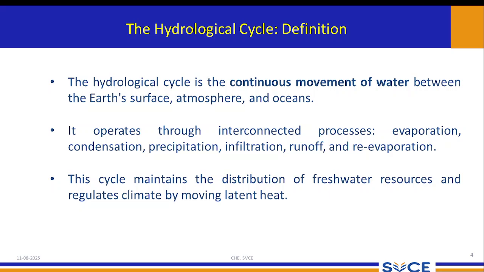This cycle maintains the distribution of fresh water resources and regulates the climate by moving latent heat. So what is latent heat? Latent heat is the amount of heat energy which has been utilized to change the phase from water to get evaporated. Okay, so that's the thing.